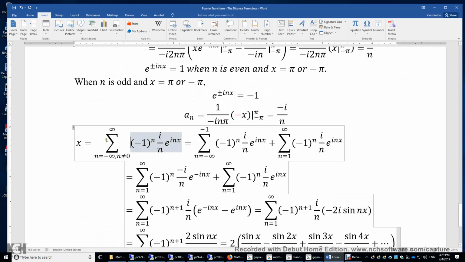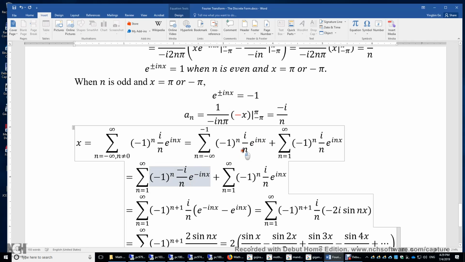All right. Now we're going to separate this into two infinite series. One is from negative infinity to negative 1. The other is from 1 to positive infinity. And because this n here appears here and appears here, we can substitute this n to be negative m. And then m is from 1 to infinity. We have negative 1 to the power of m. This is going to be i over negative m, and this is going to be e to the power of negative imx. And then we replace m with n, and we get this formula here.